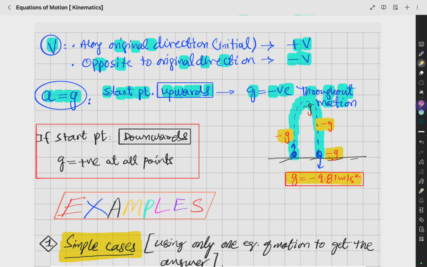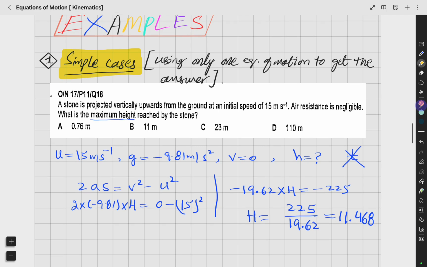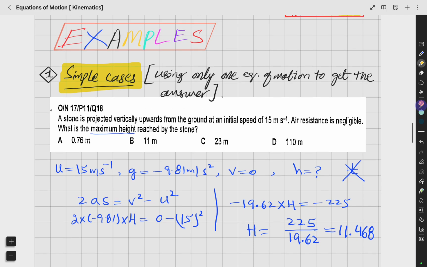So even when it is coming down, you have to look at the start point. The start point was upward, that's why throughout the motion, even at the highest point where it momentarily stops, its acceleration is minus 9.81. If the start point is downward, if you're dropping something, then g is positive at all the points. Okay, let's look at the examples now.